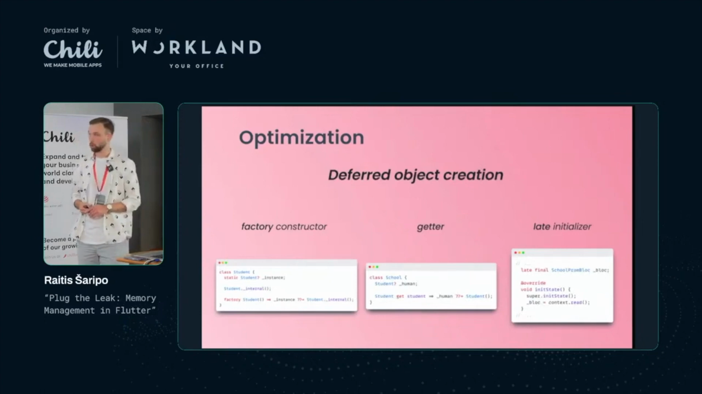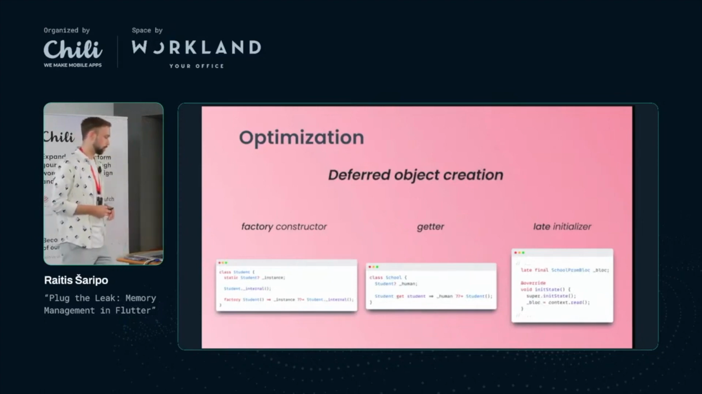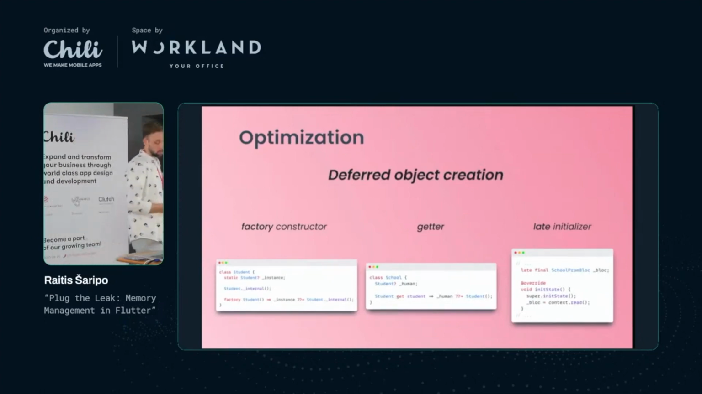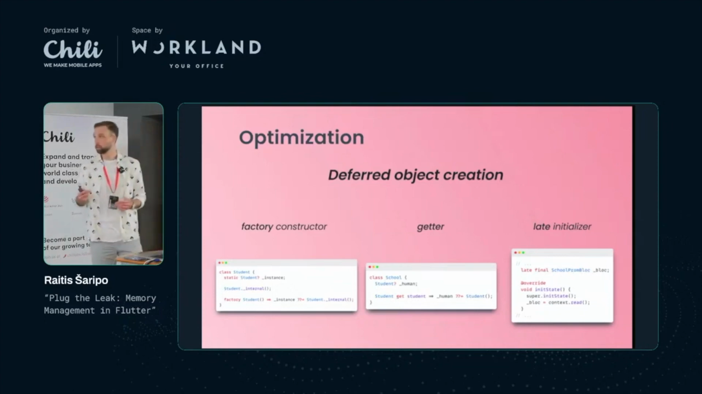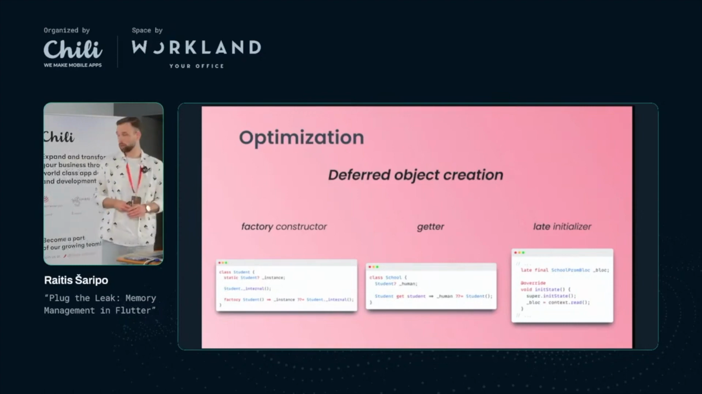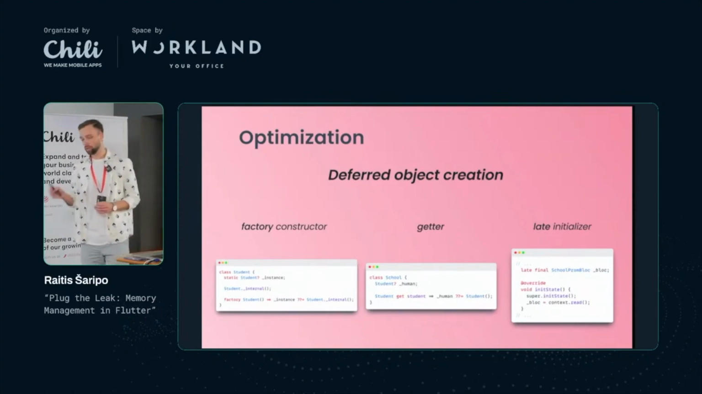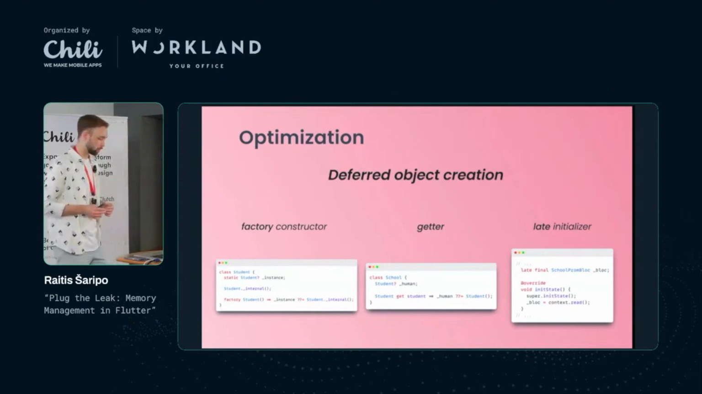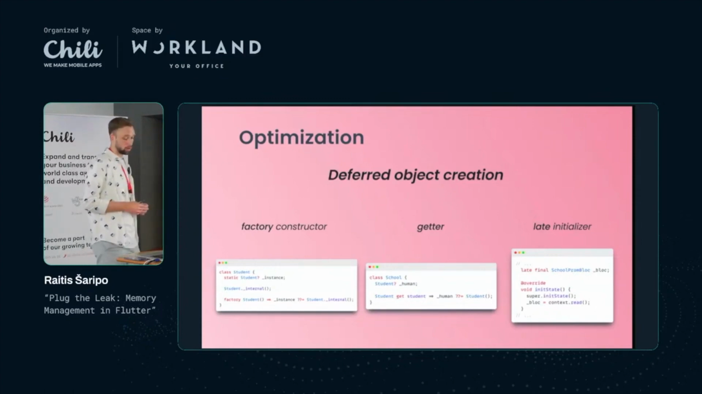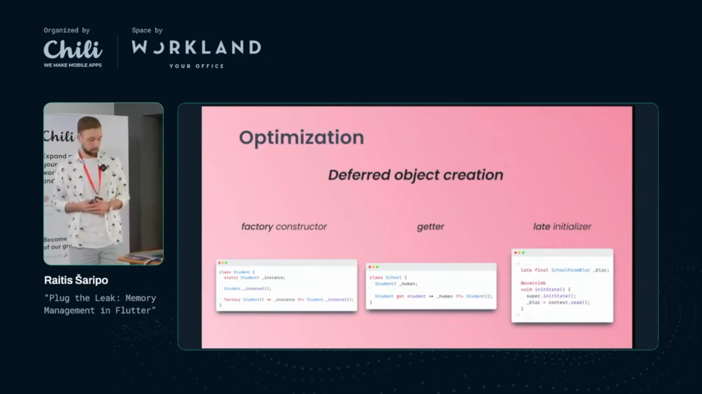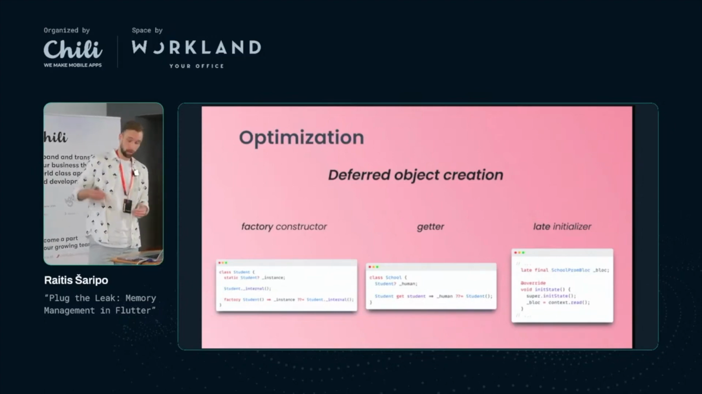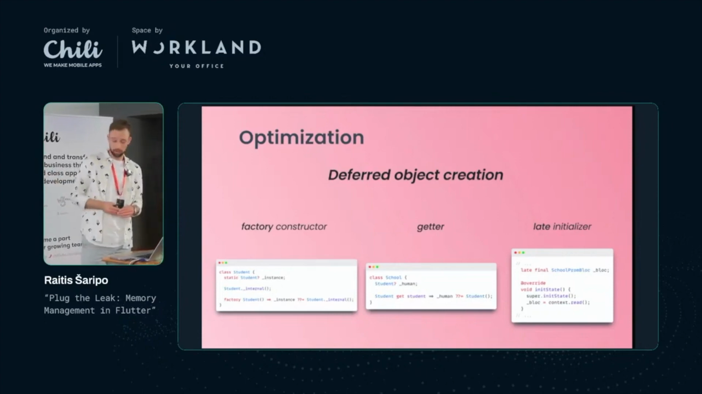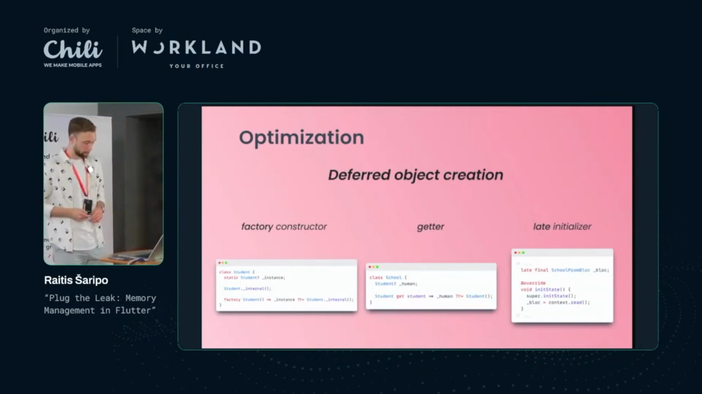We could also lazily initialize our objects, for example, with a factory constructor, also getters, or even the late initializer keyword. All of these basically boil down to the fact that they're all initialized only when it's necessary. And in these cases, the instances are created only once.